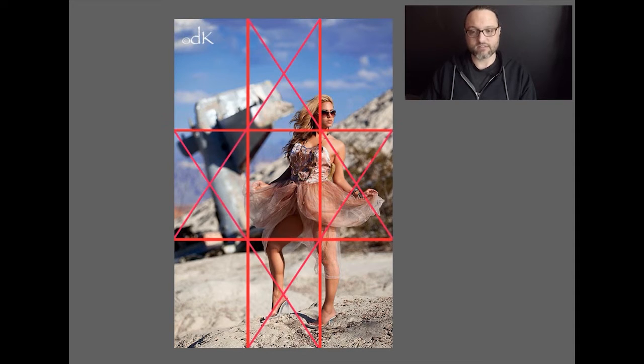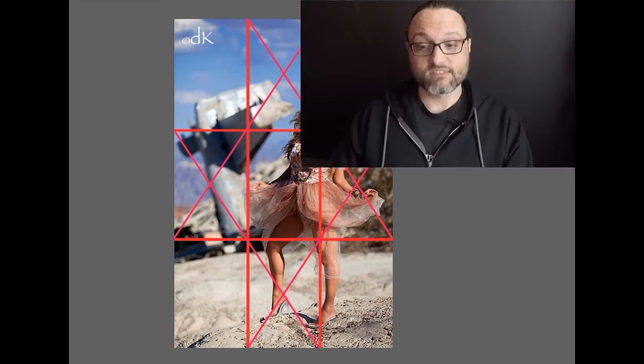So let's take a look. Here we go. Right at the ankle, right at the wrist. This intersection comes back at the airplane. And two or three of these intersection points come back right at the model's face. Good shot.